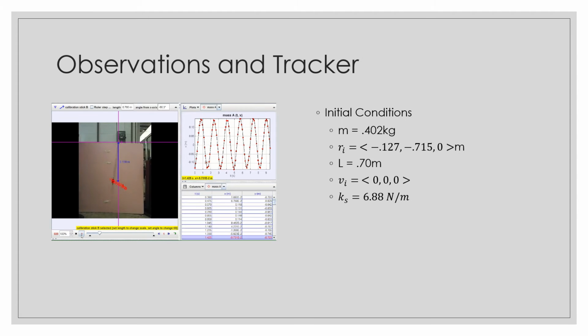And this is my tracker video. As you can see, my initial conditions, I set the mass equivalent to 0.402 kilograms, and then my initial position being negative 0.127 in the x direction and negative 0.715 in the y direction, and 0 in the z direction, with my L being 0.7 meters, my initial velocity being 0 in all directions, and my spring constant that I calculated to be 6.88 Newton meters.